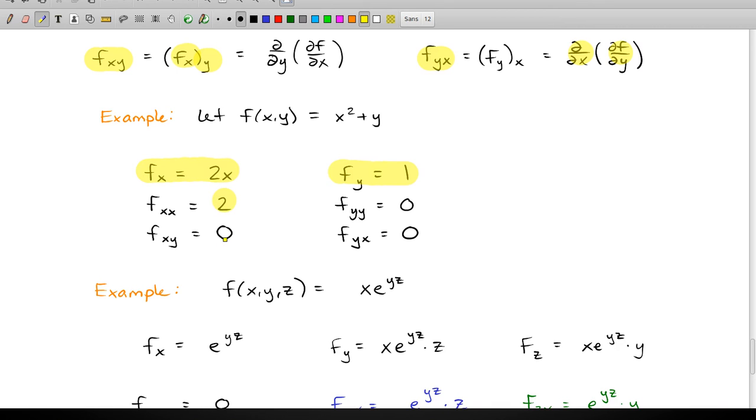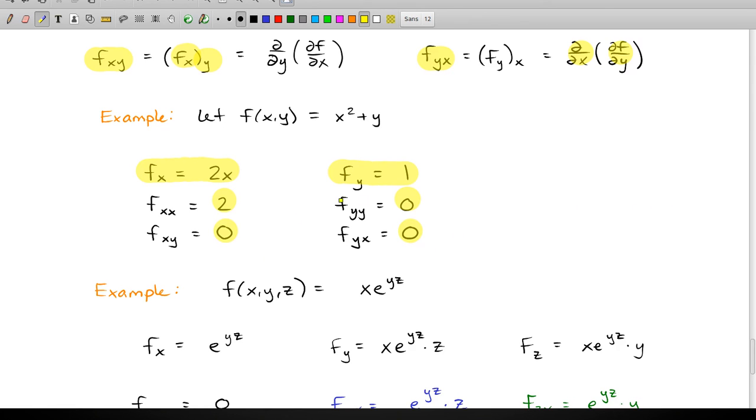What is the y derivative of f_x? It gives us 0, because 2x is a constant, and the derivative of a constant is 0. What is the y derivative of f_y? That's 0, and so is the x derivative of f_y.